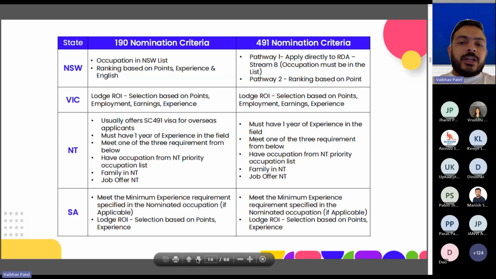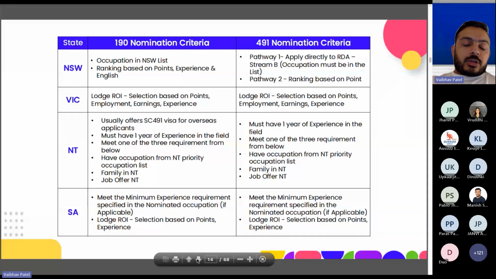And in subclass 491, they have 2 categories. Pathway 1, which is the direct pathway, where your occupation has to be on the list, and you have to be working and living in regional New South Wales for at least 6 months to qualify for Pathway 1. Or pathway 2, where you can simply lodge an EOI and wait for your invite. And if you are ranked and selected, you can apply for a state nomination.